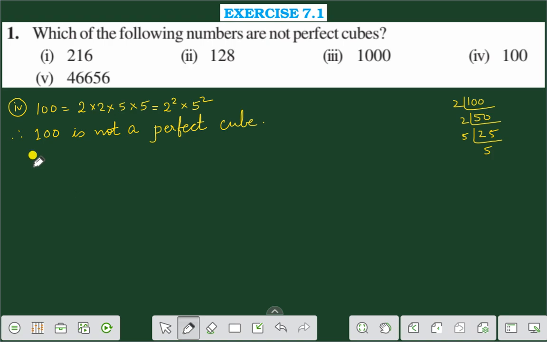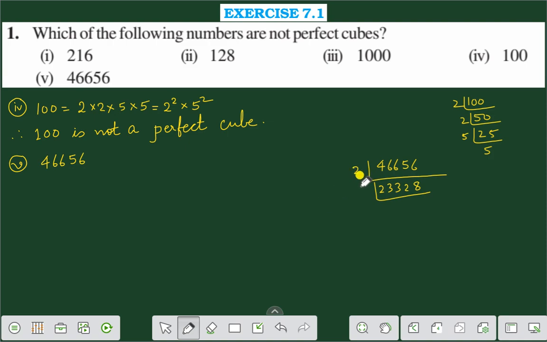Now we'll solve question number 5. Question number 5 is 46656. We have to find the prime factorization of 46656. Let us find by dividing by 2. That gives 23328.